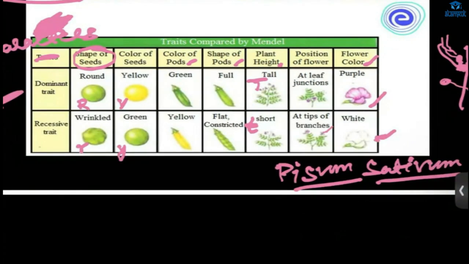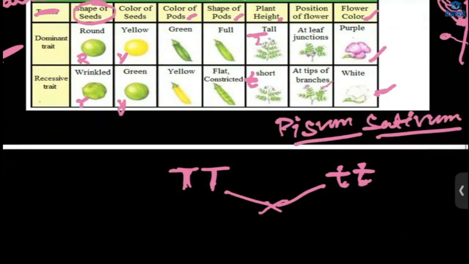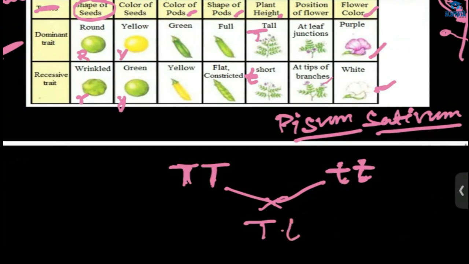So, in this pea plant, one allele comes from one parent and one from the other parent. This individual is pure, and this individual is also pure. Here the alleles are of the same type. When there is a cross between these two, what do we get? This is the hybrid. If there are two hybrids, then what will form?